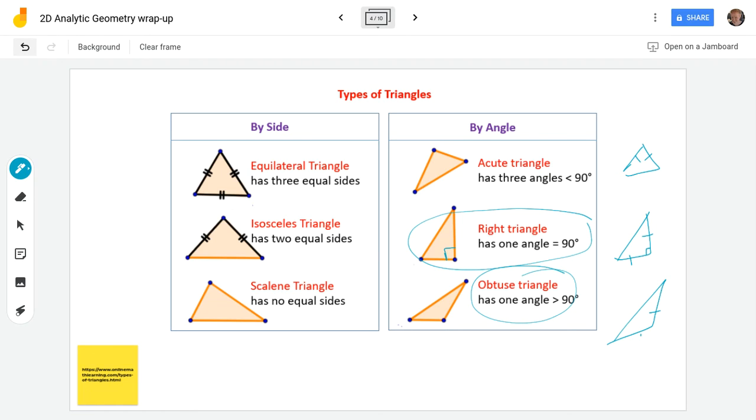If it's an equilateral triangle, it will always be acute because each of these angles in here will be 60 degrees. Because there are 180 degrees in a triangle, you divide it by 3 because all the sides and angles are the same, and each of them is 60. And yeah, scalene could be right, acute, or obtuse.